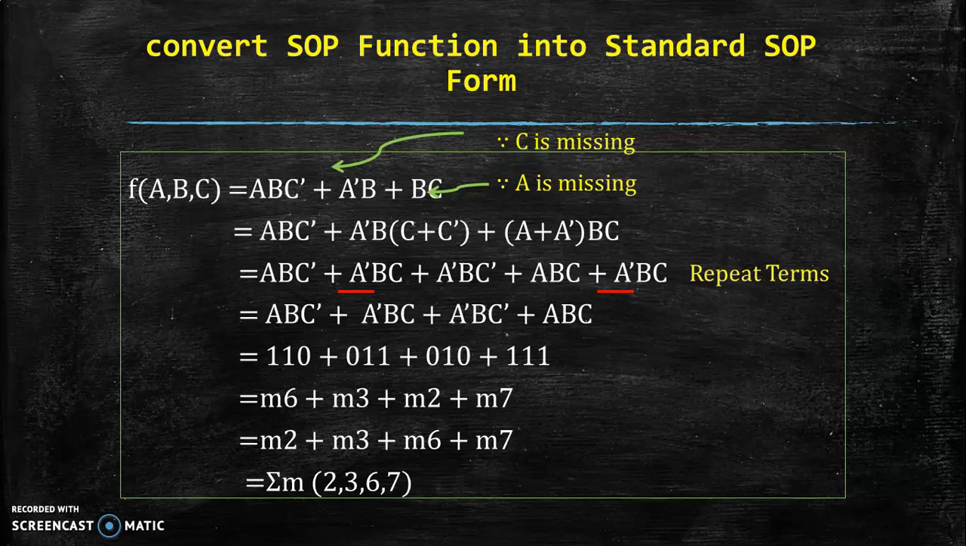So this way we have converted our SOP form into canonical or standard SOP form, and then we proceeded to convert it into min terms. So now the function f of ABC can be represented as summation m 2, 3, 6, 7. The meaning is that it is now in canonical standard form, and we have min terms 2, 3, 6, 7, and for those product terms we get output high.